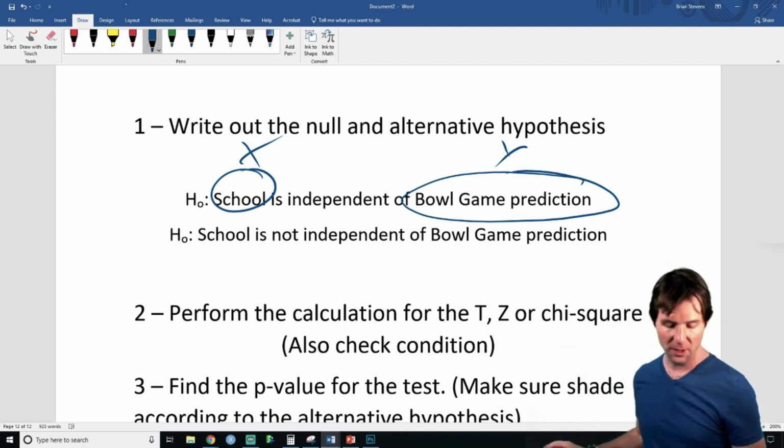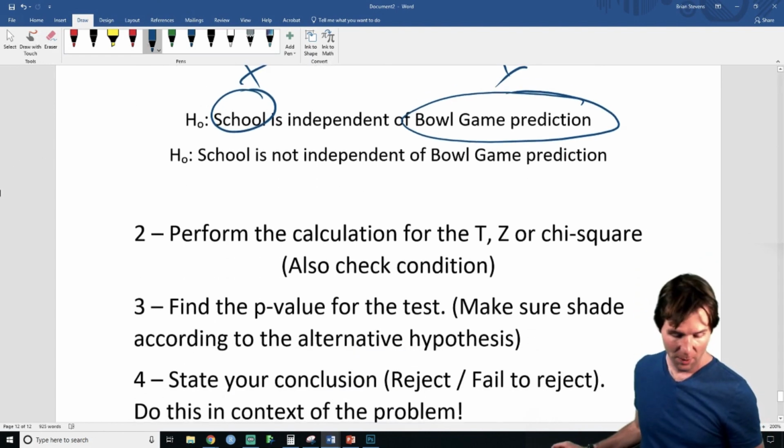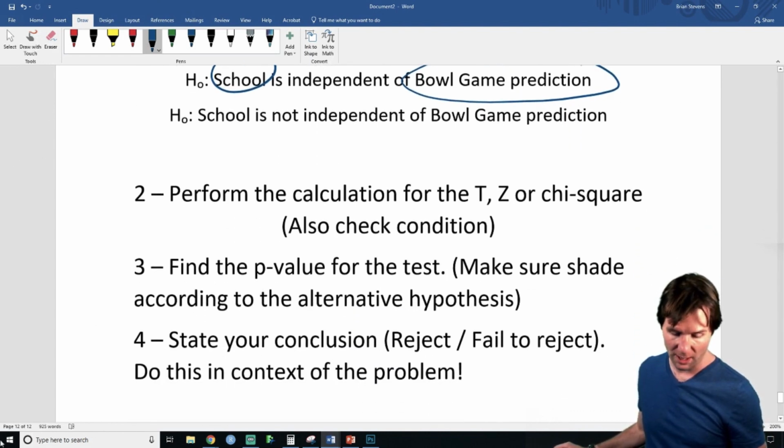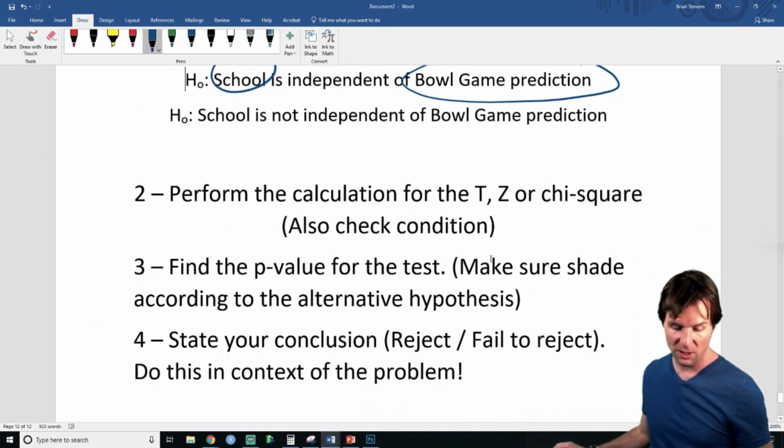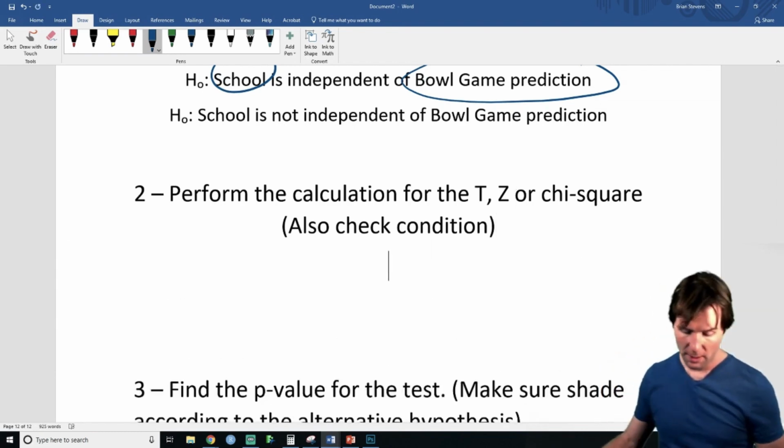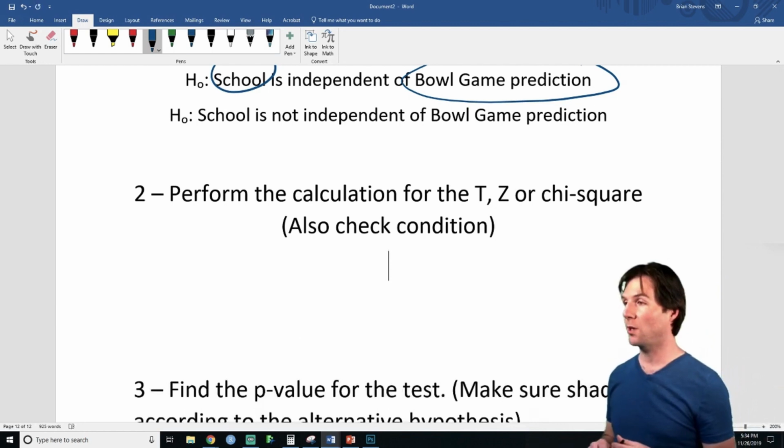Sorry, I missed a little bit on the notation. We've gotten most of the notation, but let's continue on here. Those are calculation things. Degrees of freedom stands for DF. So let's perform the t, z, or chi-squared.